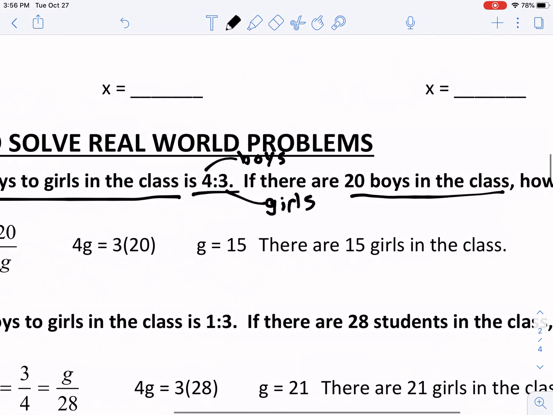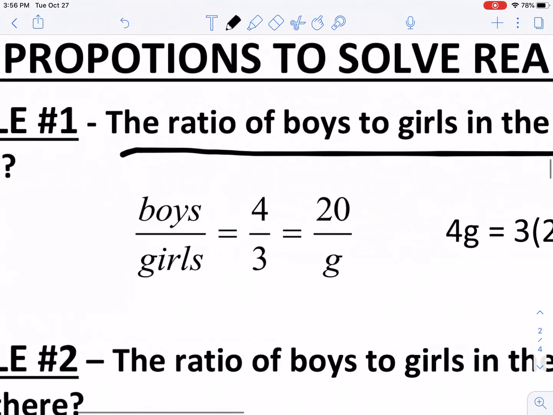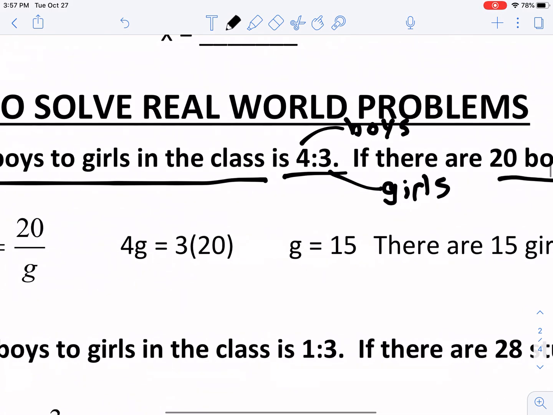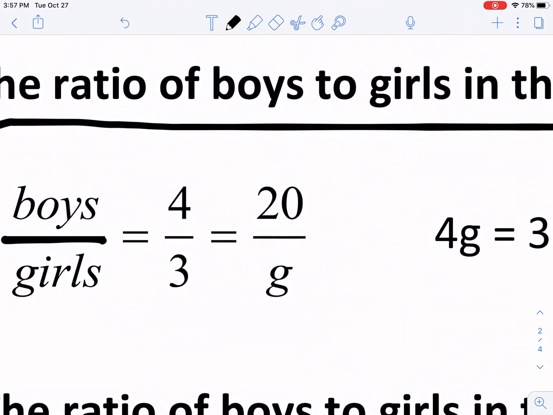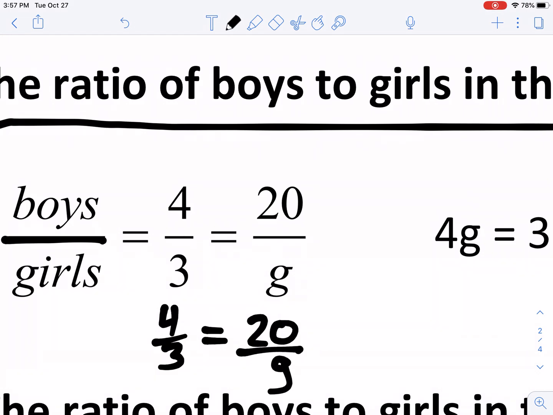Okay, now we can set this up as a ratio just like they do there. We can say boys to girls, just like they show there. They said the ratio is 4 to 3. For every 4 boys, there are 3 girls. So boys to girls would be 4 over 3. Now, if I want to find girls, what we need to do is take our 4 over 3 here, and set that equal to what we know. We know there's a total of 20 boys. What we want to find is the girls. So that's what's coming up here, okay?